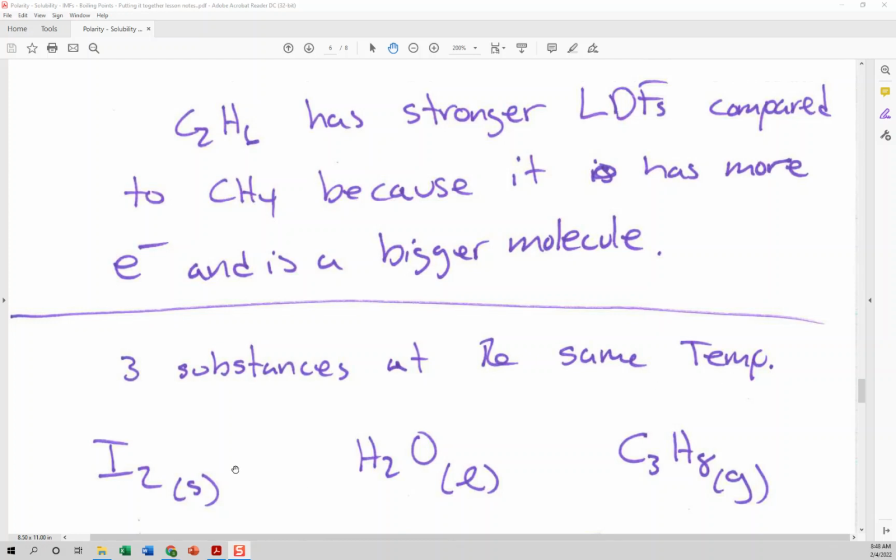So just by looking at this, I know that iodine, I2, must have stronger intermolecular forces than water, and water must have stronger IMFs than propane, okay?